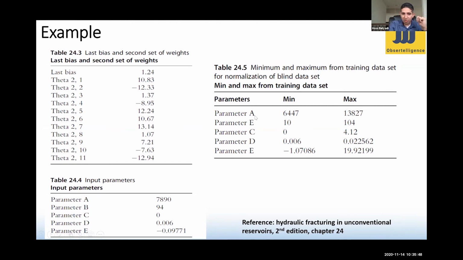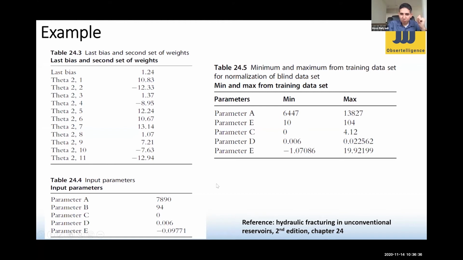And you can see here you have parameters A through E, and these are the min and max of each parameter. So the min is 6447, the max is 13827, the min is 10, the max is 104, the min for parameter C is 0 and the max 4.12, and so on and so forth. So why do I have this min and max provided here? If you recall from my last lecture, we first have to normalize these parameters. When you feed all your features into a neural network model, you first have to normalize them to be on the same scale, between 0 and 1.